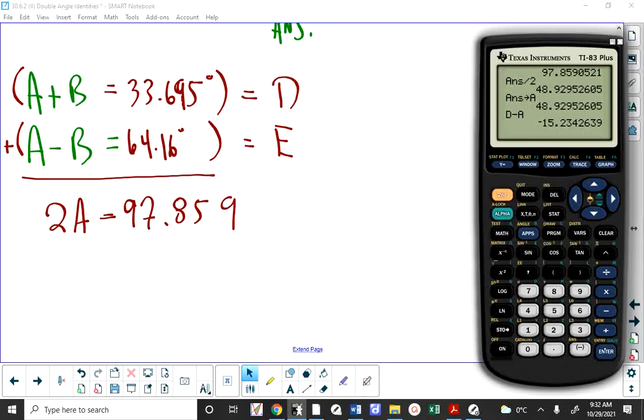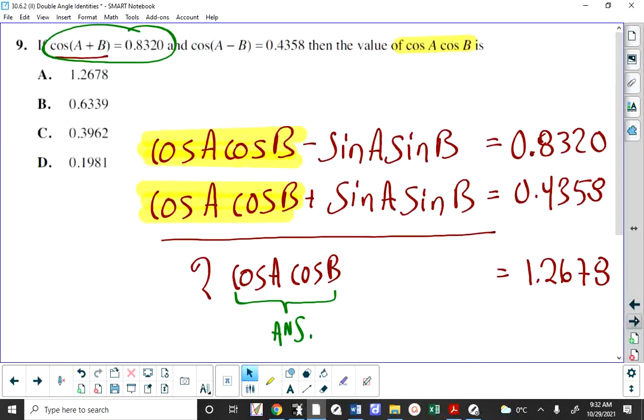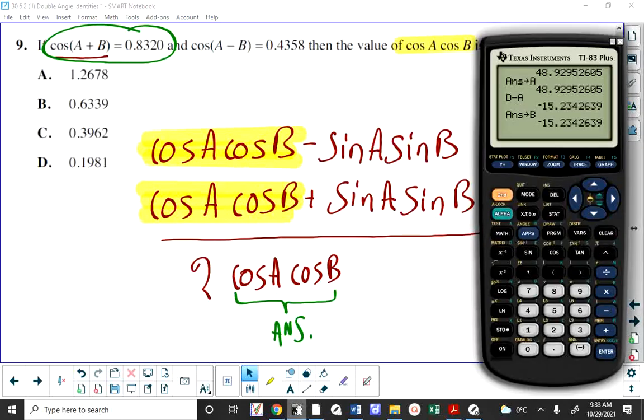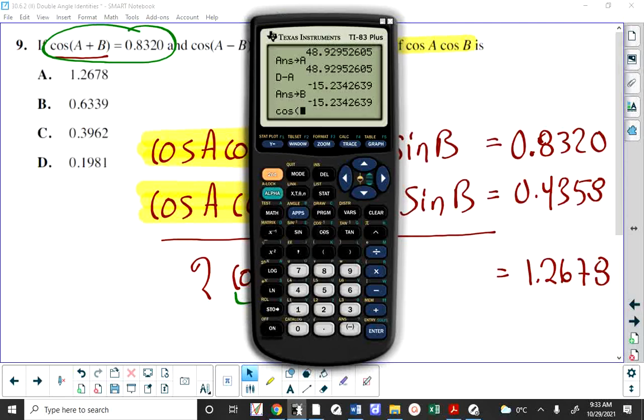So this is what I thought would happen. We end up with an angle that's not in quadrant 1. That's okay. Don't worry about it. Now we know angle B. I'm going to store this as B. What were we asked to find? We were asked to find cos A, cos B. That is exactly half of that 1.2678. It's a very long-winded way of doing it, but it can be done that way.